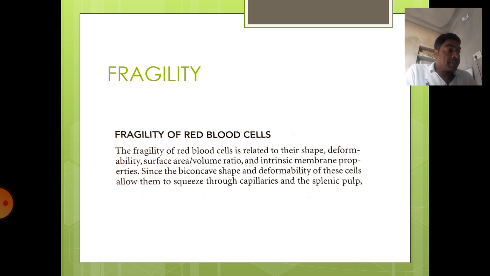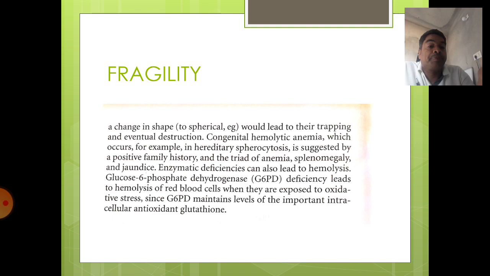The fragility of the red blood cells is related to their shape, deformability, surface area to volume ratio, and intrinsic membrane properties. Since the biconcave shape and deformability of these cells allow them to squeeze through the capillaries and splenic pulp, a change in the shape to spherical would lead to their trapping and eventual destruction.